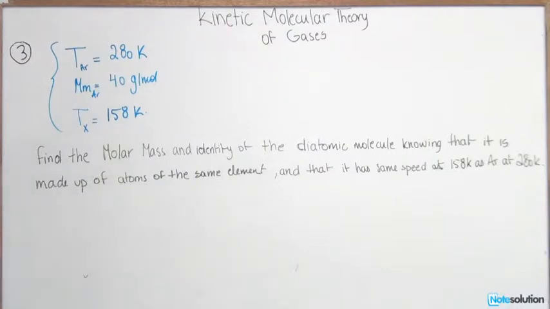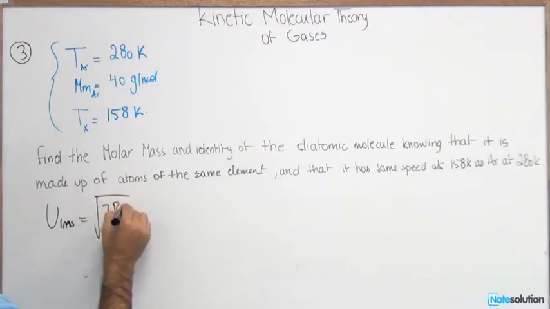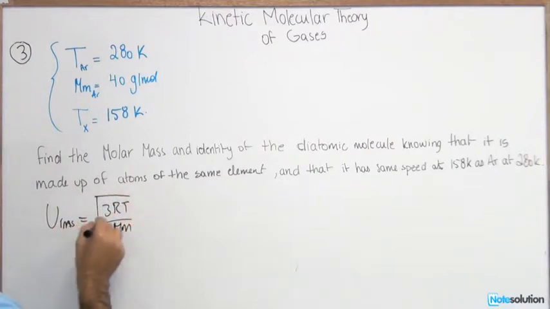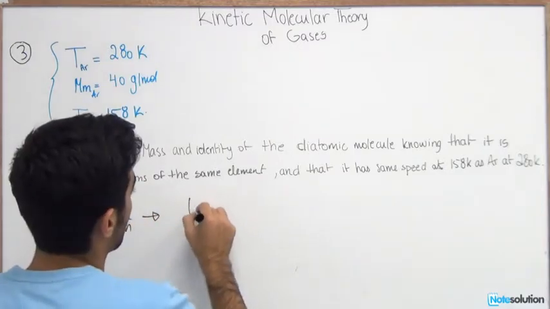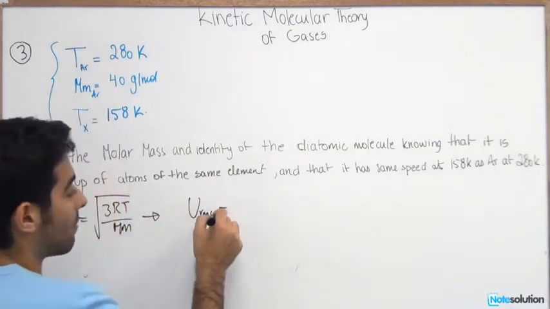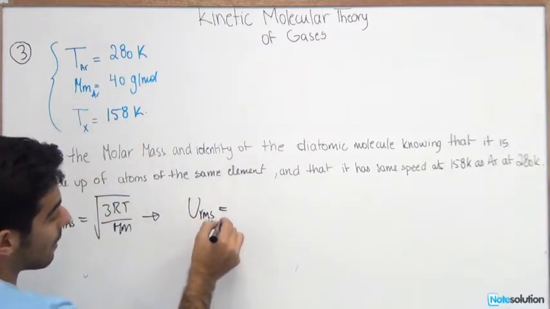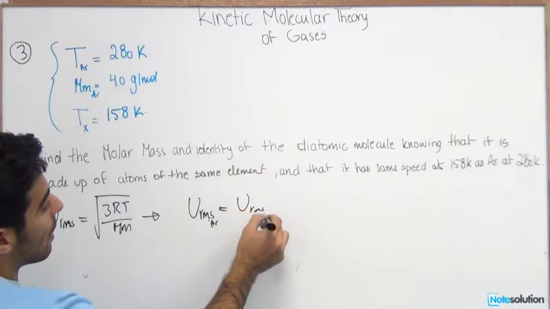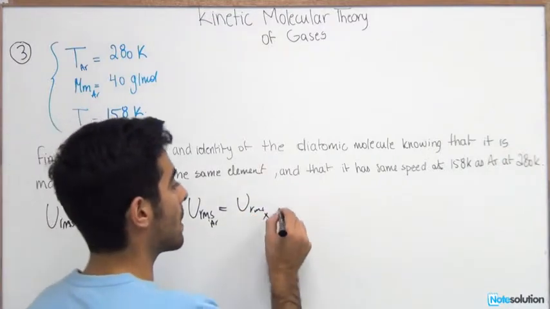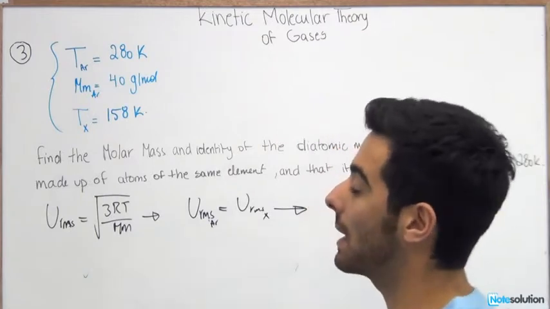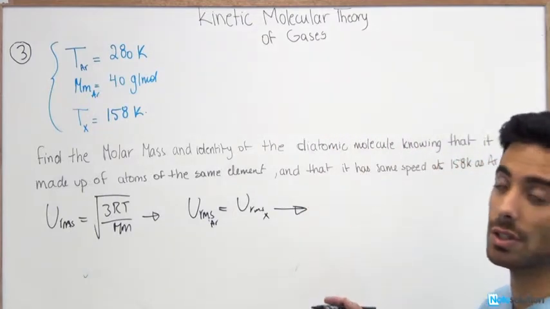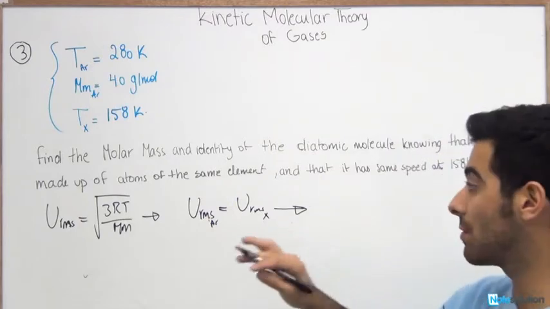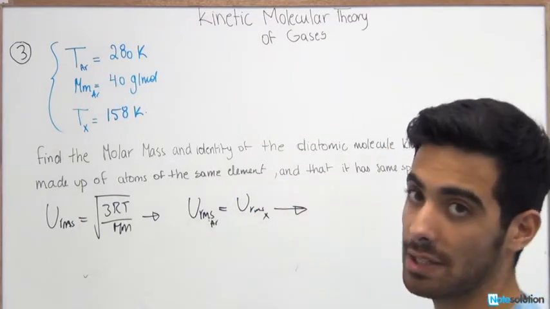So how do we go along solving this problem? If you watched example number 2, we used URMS equals the square root of 3RT over molar mass, and we just said URMS of, let's say in this case argon, is equal to URMS of our unknown. Now, I'm going to do this one more time, but the next time you might see such a question, I'm going to show you an easier way to come up with the solution without having to go through all the cancellations over here.